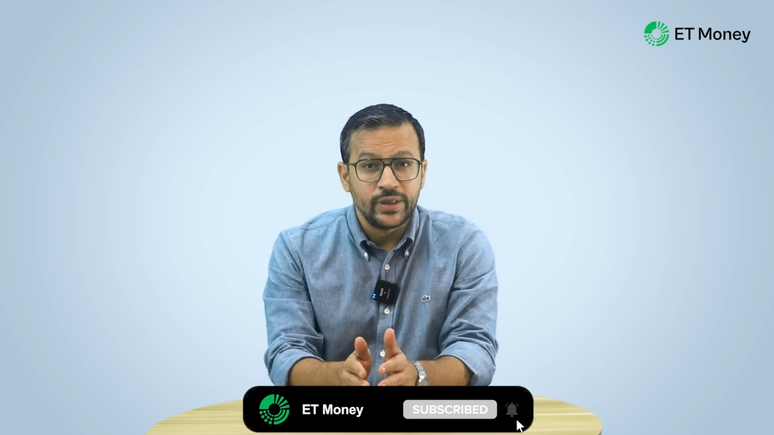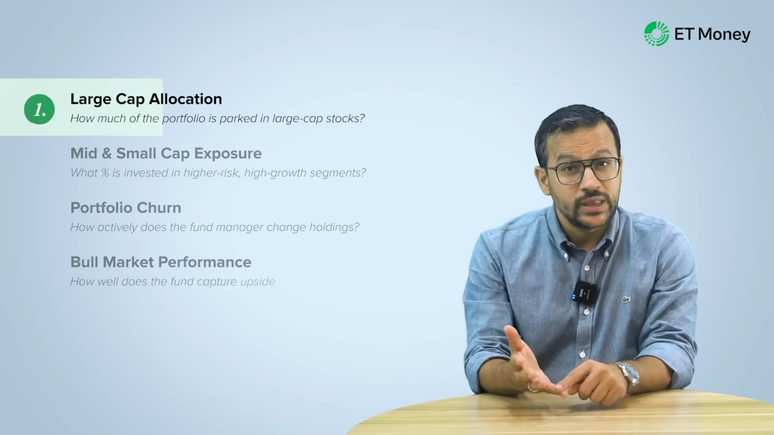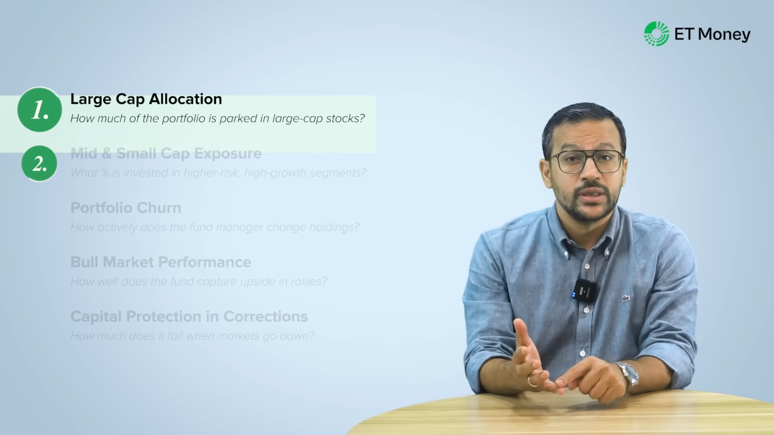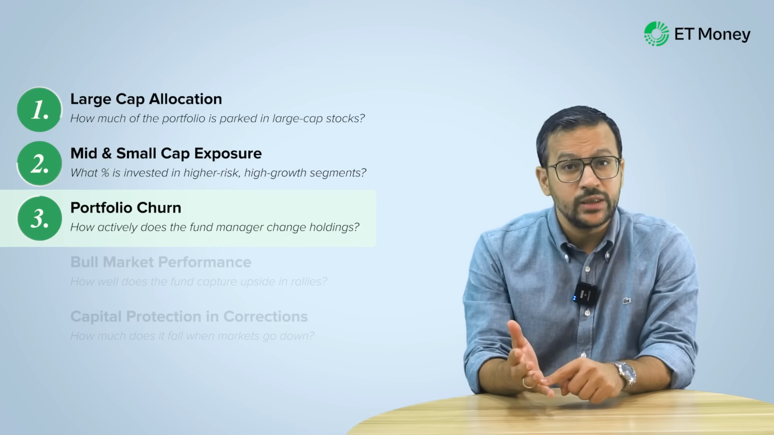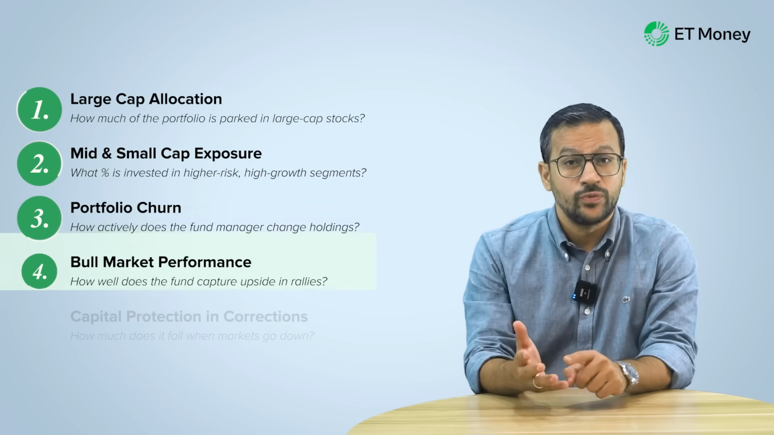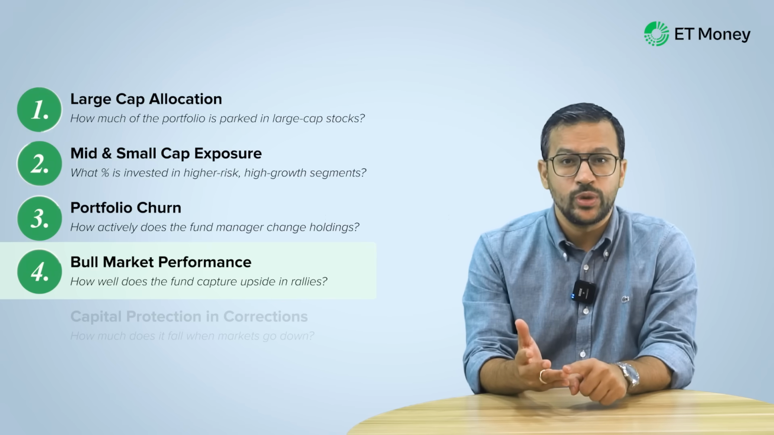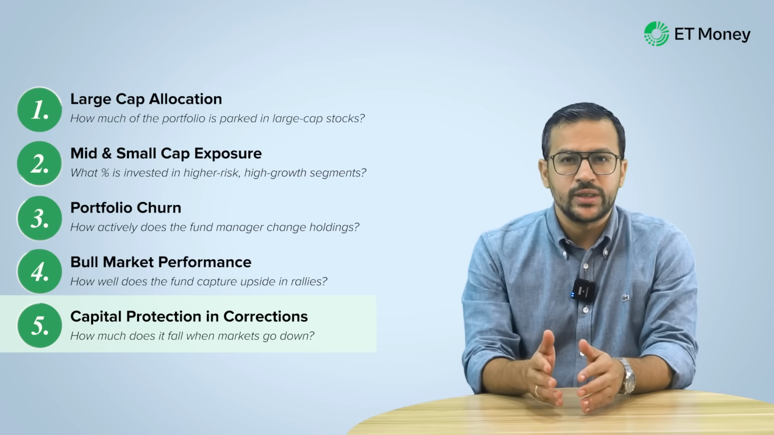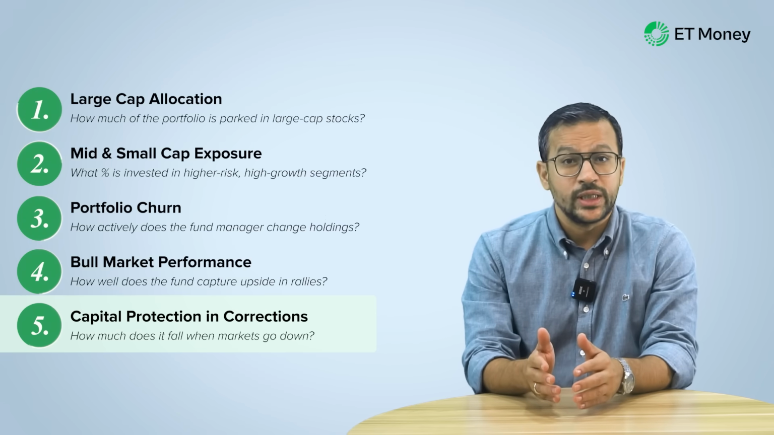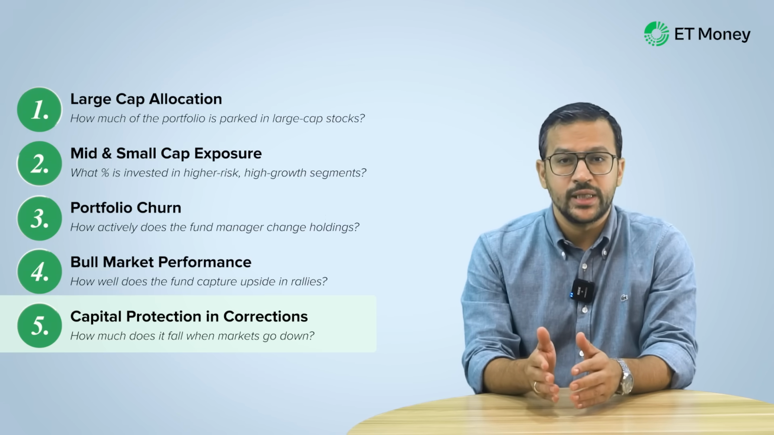In this video, we will decode all the Flexi Cap funds in India using 5 key filters. First, we will look at allocation to large caps. Second, exposure to mid and small caps. Third, how frequently the fund churns its portfolio. Fourth, how each scheme performs during bull markets. And fifth, how well it protects capital during market corrections. Now, this will help you understand the style of each fund. You can then choose a fund that fits your needs and risk appetite.